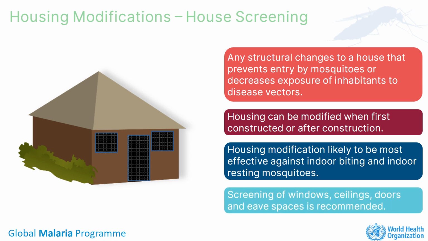After reviewing research evidence, WHO now recommends the use of screens on windows, ceilings, doors, or eave spaces in houses to prevent malaria. Programs interested in house screening should consider how the intervention will be delivered or maintained, whether the structure and condition of residential houses allow for the installation of screens, and the feasibility and resources needed for implementation if deployed on a large scale. Other housing modifications will be reviewed once there is sufficient epidemiological data.